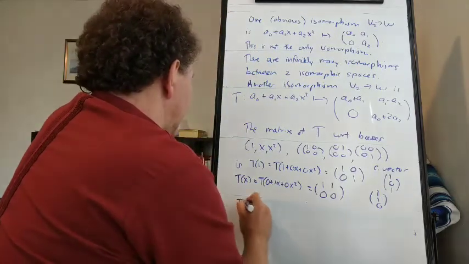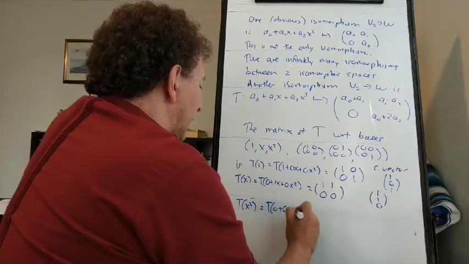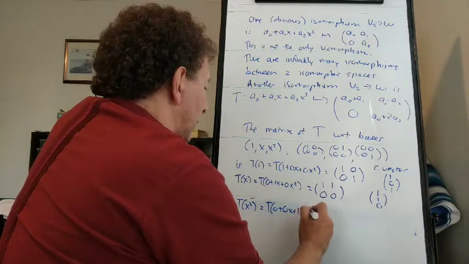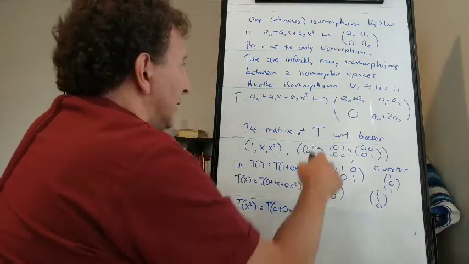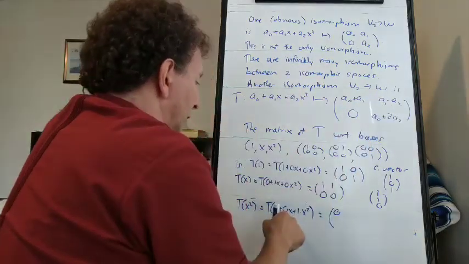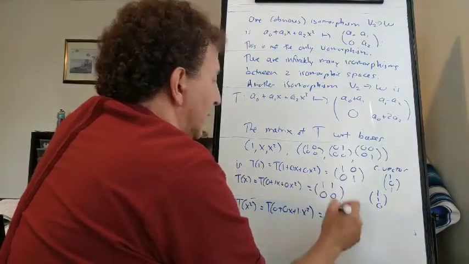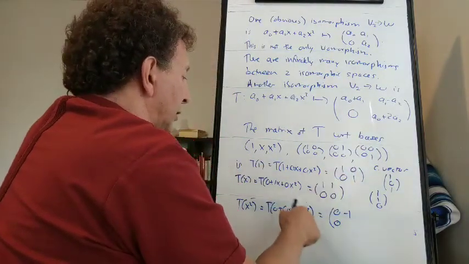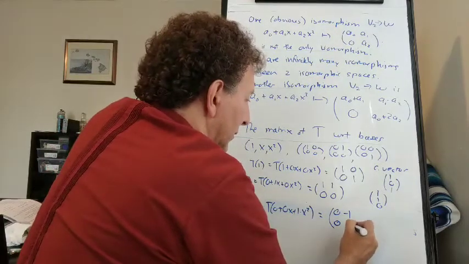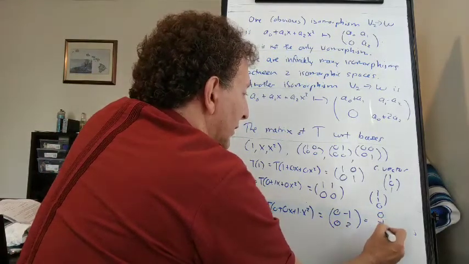And then T of x squared is T of 0 plus 0x plus 1x squared. So 0 plus 0 is 0. 0 minus 1 is negative 1. And then 0 plus 2 is 2. So we get the coordinate vector 0, negative 1, 2.